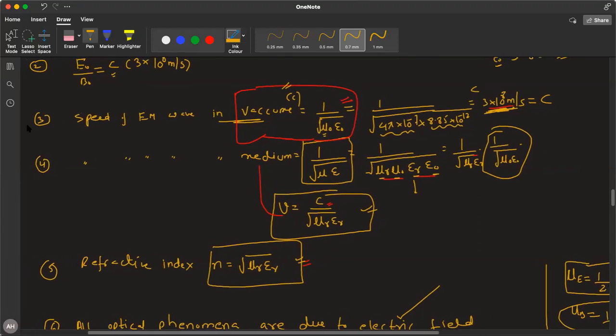Sania, by looking at property number 3 and property number 4, can you decide where the speed of light is maximum? Is it maximum in vacuum or in medium? In vacuum, sir. How did you decide that it is more in vacuum than in medium? I don't know, sir. It was a guess, an intelligent guess, huh?